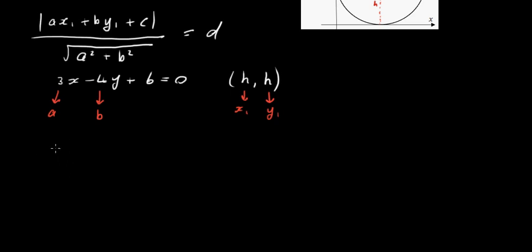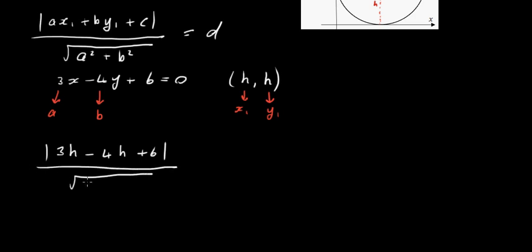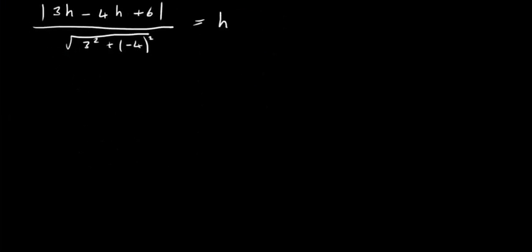So we have the modulus of ax1, so it's going to be 3 times h, plus our b, which happens to be minus 4, times also h here, which is our y1, plus 6, all divided by the square root of a squared, so that's 3 squared, plus our minus 4 squared, or b squared as well. Now that's the distance from the line to a point, which we know is just h. It's our radius. So we've just got to work this out for h.